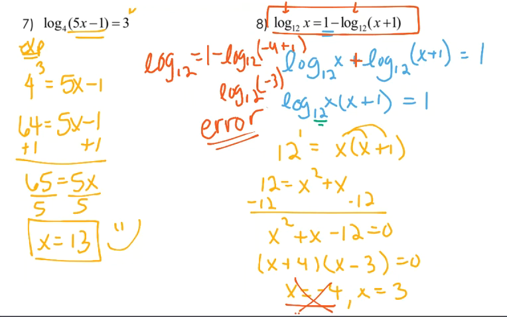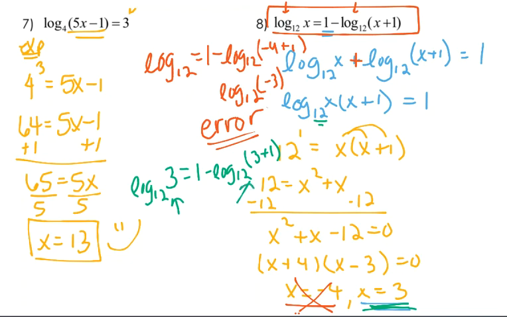Don't just assume that the other one is going to work. Make sure you plug it back in to check. So I've got log base 12 of x is 3, is equal to 1 minus log base 12 of 3 plus 1. I've got a positive log on the left, a positive log on the right. 3 plus 1 is 4, which means that x equals 3 will work.